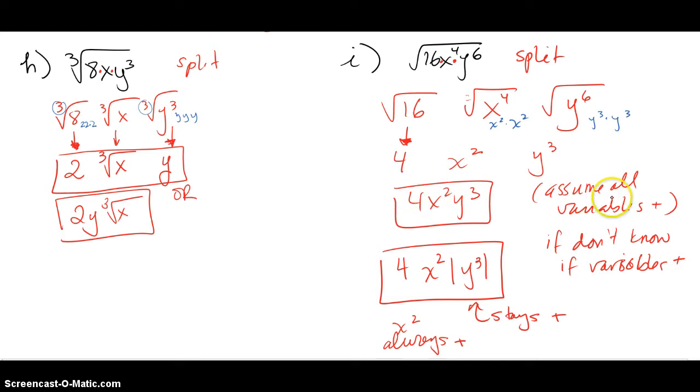So most likely you're going to see this. You're probably going to see that it says assume all variables are positive, and then your answer will be the first answer, which is this one right here.